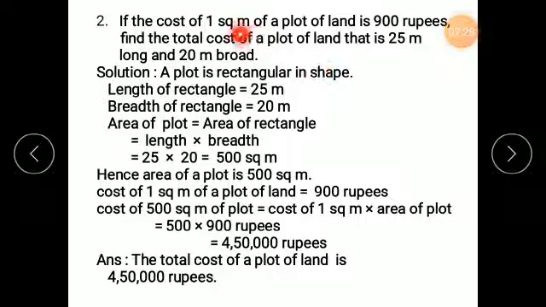Now what is the cost of 1 square meter? 900 rupees. है ना. So cost of 1 square meter of plot of land is 900 rupees. So what will be the cost for 500 square meter? एक स्क्वायर मीटर की कॉस्ट दी है तो 500 स्क्वायर मीटर की कितनी होगी. So what we will do here, multiplication. Cost of 1 square meter into area of the plot. So 500 into 900 rupees is equal to 4,50,000 rupees. So the total cost of a plot of land is 4,50,000 rupees.